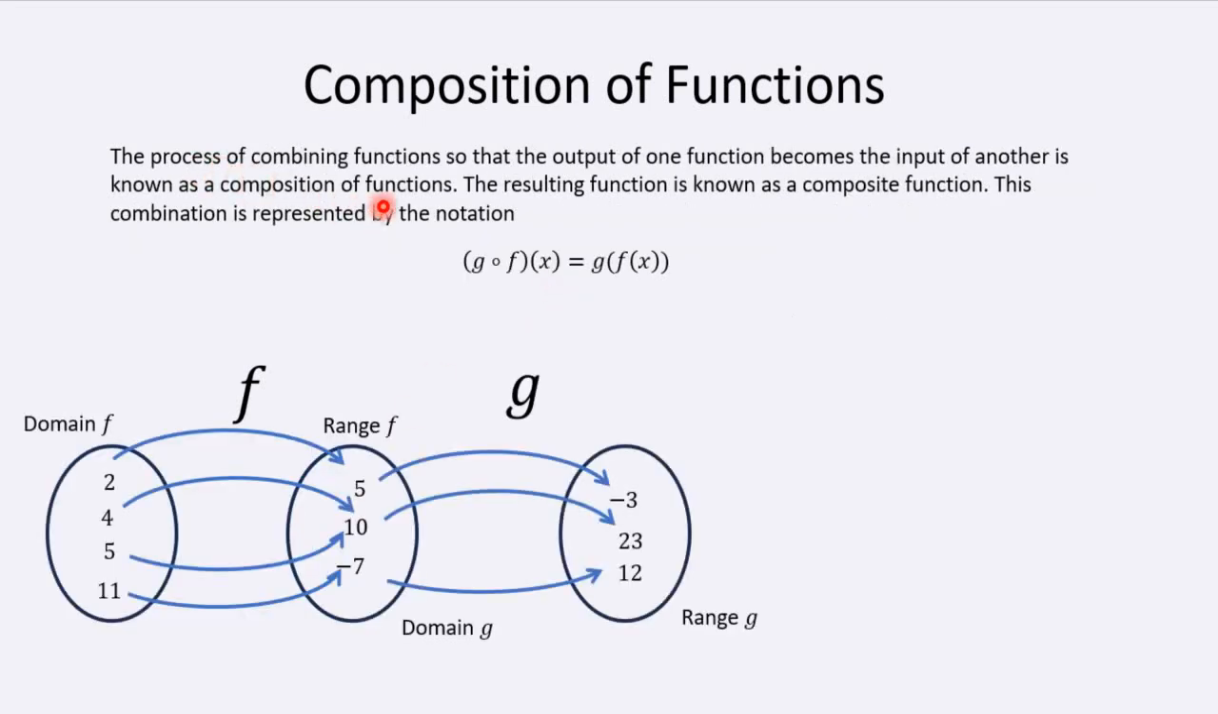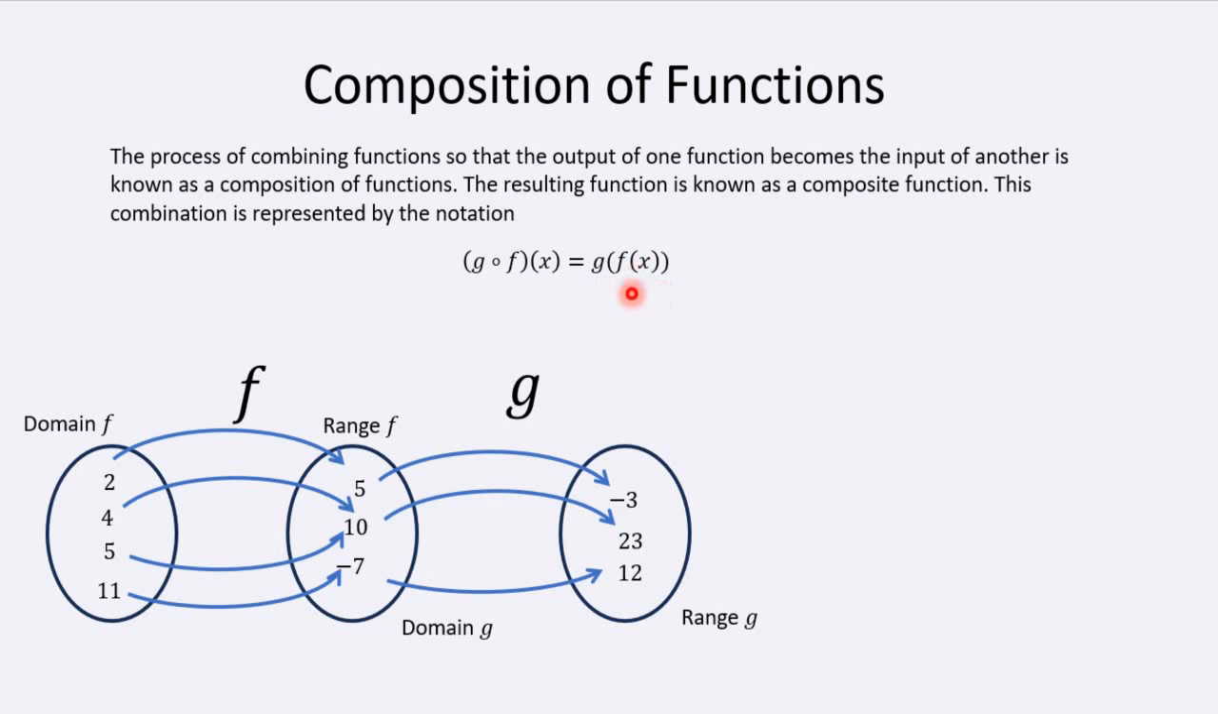The process of combining functions so that the output of one function becomes the input of the other function is known as a composition of functions. The resulting function is known as a composite function. This combination is represented by the notation g ∘ f of x. You read this as g of f of x, and it's the result of plugging the output from f of x in as the input to g of x.